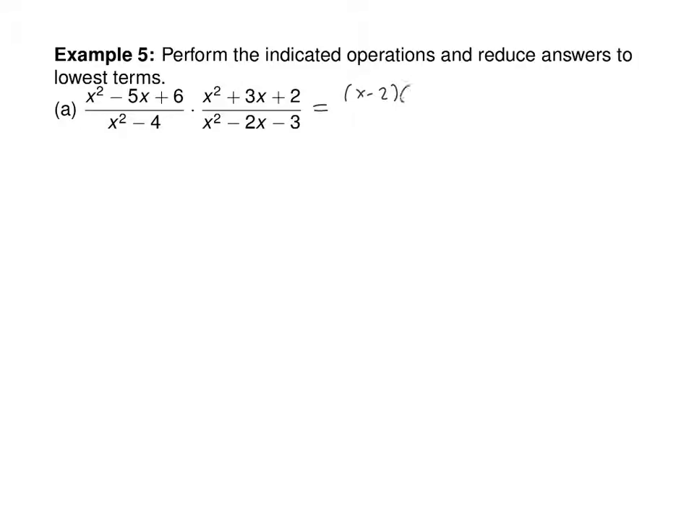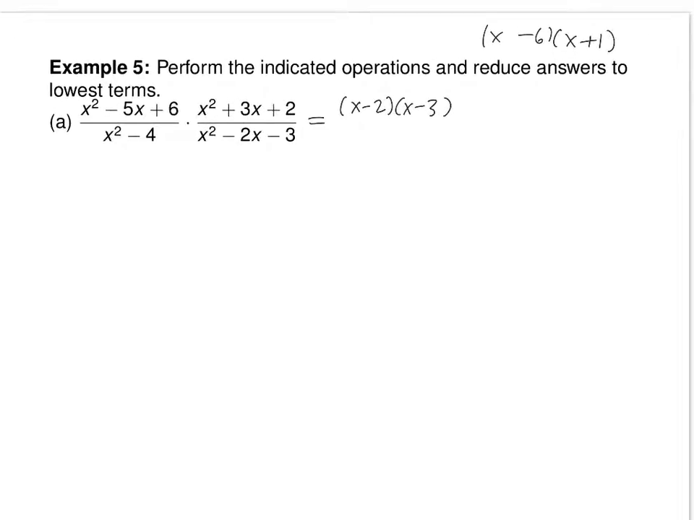X minus 2, x minus 3. The reason that x minus 6 and x minus 1 doesn't work, you said minus or plus? I said minus 6 plus 1. That doesn't work. There's a really specific reason. The numbers that you're looking for have to add to negative 5, right? We don't multiply. Great. How does the x squared minus 4 factor?